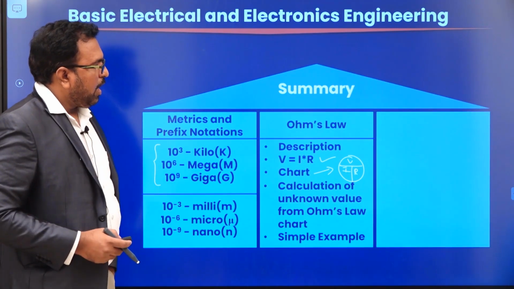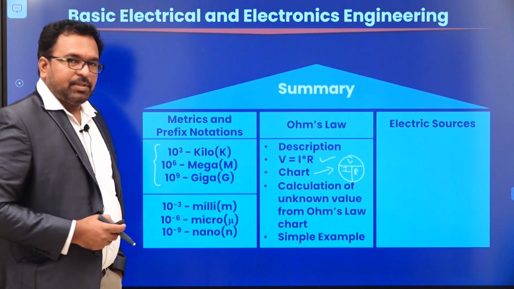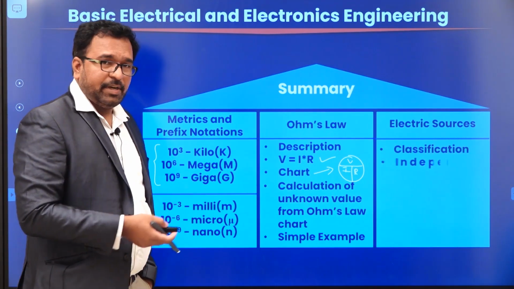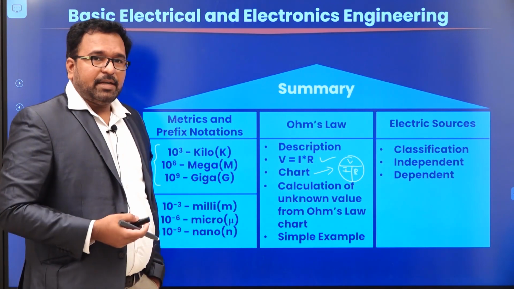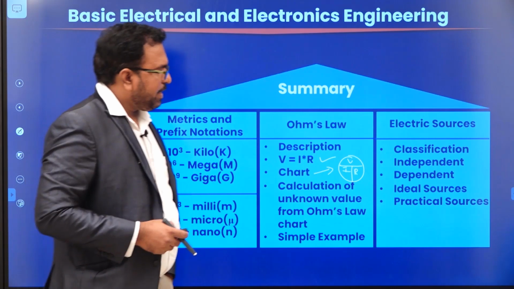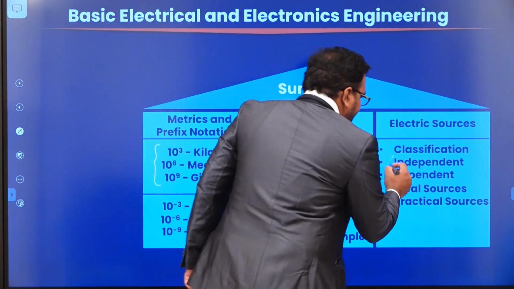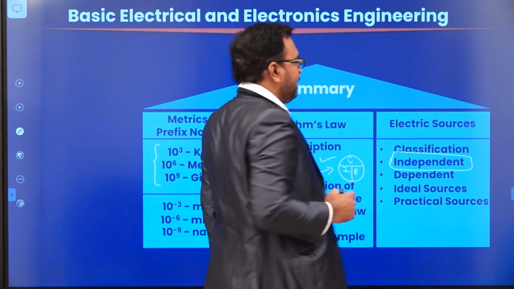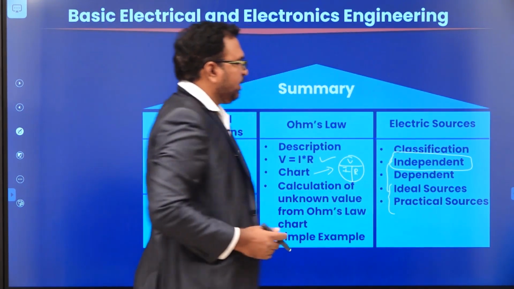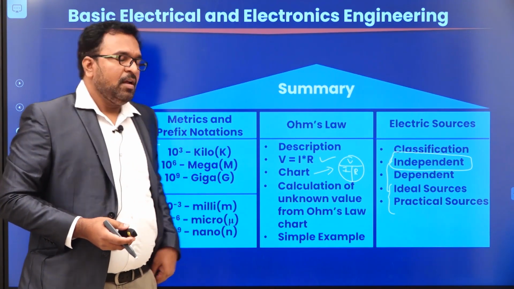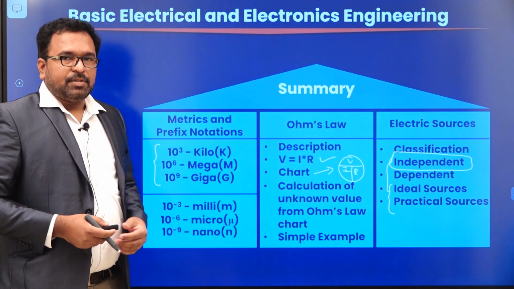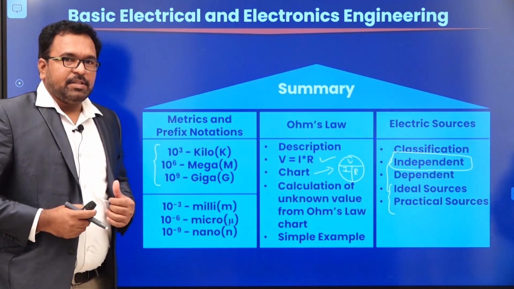And finally, I discussed the electrical sources. What is an electrical source? How have these electrical sources been classified? In the classification, we mainly concentrated on independent sources and dependent sources. In case of independent sources, because we are mainly concentrating on independent sources only, these have been classified into two types that we discussed, ideal and practical sources, and we elaborately discussed these ideal and practical current sources. So that's what we discussed in today's class.